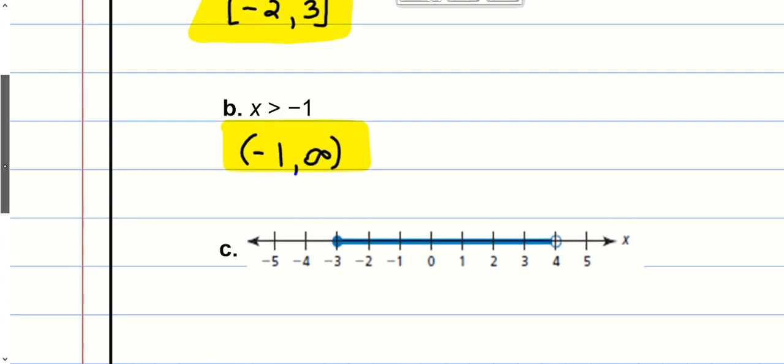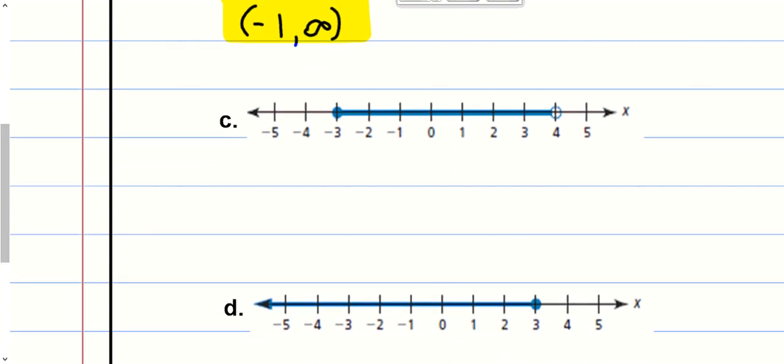Alright, let's go down to C. Now we're looking at a graph, which is what we kind of talked about at the very beginning there. Our smallest number here is negative 3, and it's a closed circle, so we're going to have that square bracket or closed bracket. Make sure you have a comma in between each time there also. And then we go all the way up to 4, and 4 has an open circle, so we are going to have an open bracket there. Make sure to highlight.